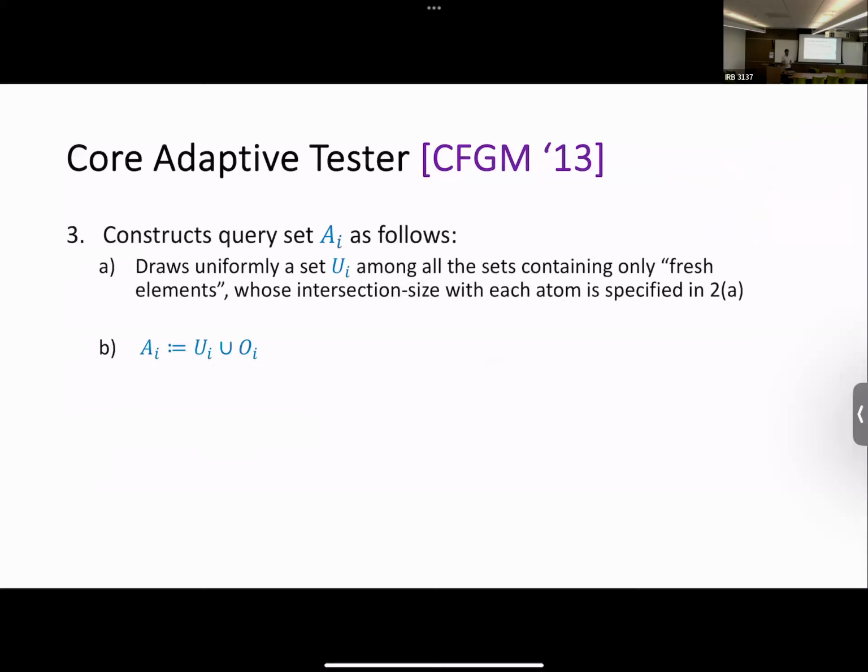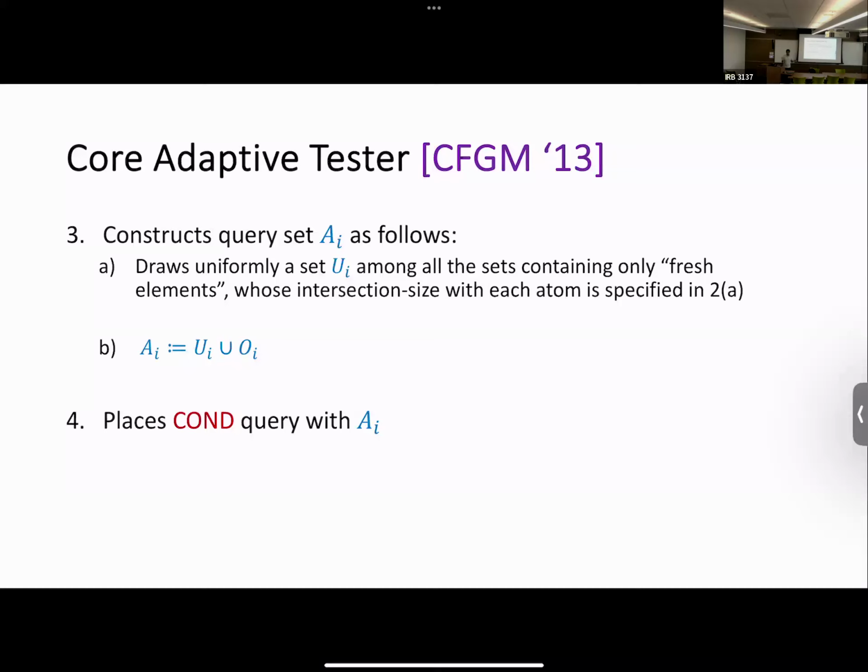And once the algorithm specifies that, it will just select some subset uniformly at random that satisfies these two pieces of information: that it should have intersection size ki with all these atoms, and that those seen elements should be included.